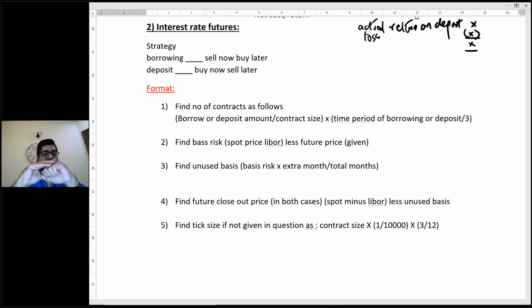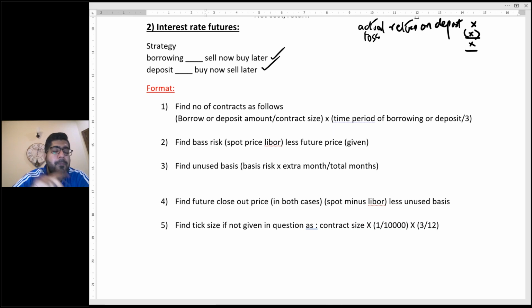Now, how to handle interest rate futures? First, remember, either you will get a borrowing case or a deposit case. Remember yesterday we said that in payment we have to buy a call option, in receipt we have to sell a put option. There were rules of options. Similarly, there are rules of futures. If it's a borrowing case, we use the sell now buy later strategy, and if it's a deposit case, we use the buy now sell later strategy.